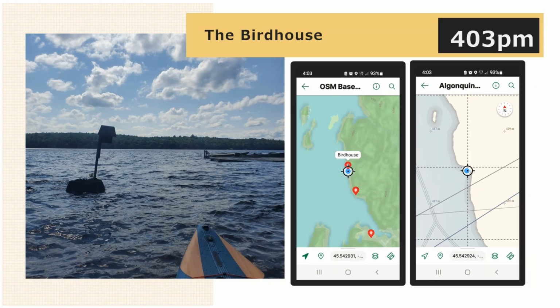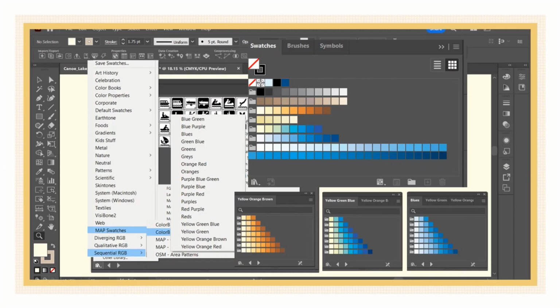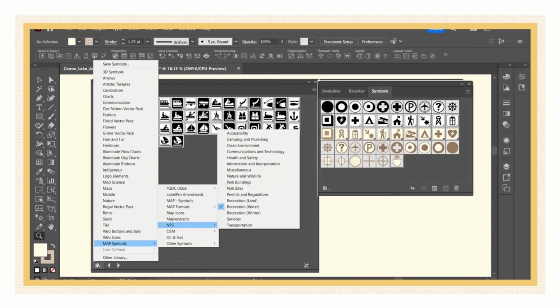The next point of interest that I encountered was a birdhouse. I felt that this was an opportune time to customize my color palette and symbol set. So I imported swatches and symbols from the MAPublisher library and customized them to support the activity. The swatches are customized to reflect the natural colors of the landscape, and the symbols that I selected and customized integrate with the theme.